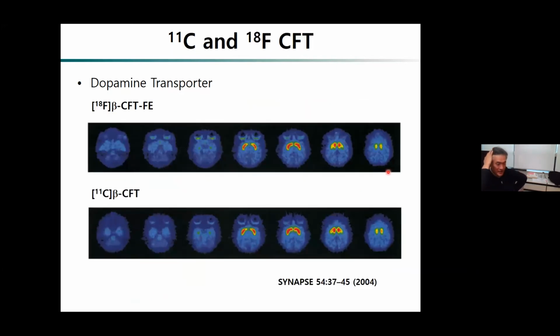And then this is the CFT for dopamine transporter imaging. It is almost the same as the receptor imaging with C11 raclopride, but the resolution is better than the C11 compound, because the flight range of the positron from F18 is somewhat smaller than that of the C11 radionuclide.